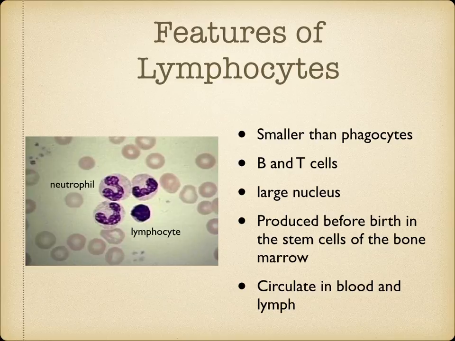The features of lymphocytes are they are smaller than phagocytes and they comprise B and T cells, or B and T lymphocytes. They've got a large nucleus. So if you look in this diagram here, you can see the lymphocyte has got that large nucleus that dominates the cell. Now, lymphocytes are produced before birth in the stem cells of the bone marrow, and then they circulate in the blood and the lymph.